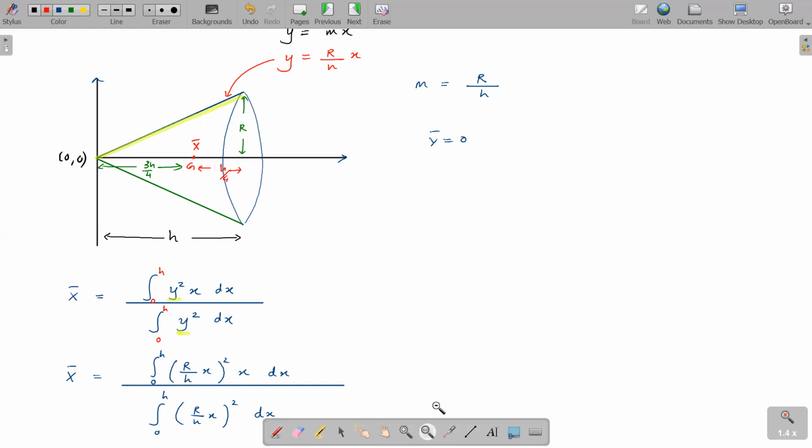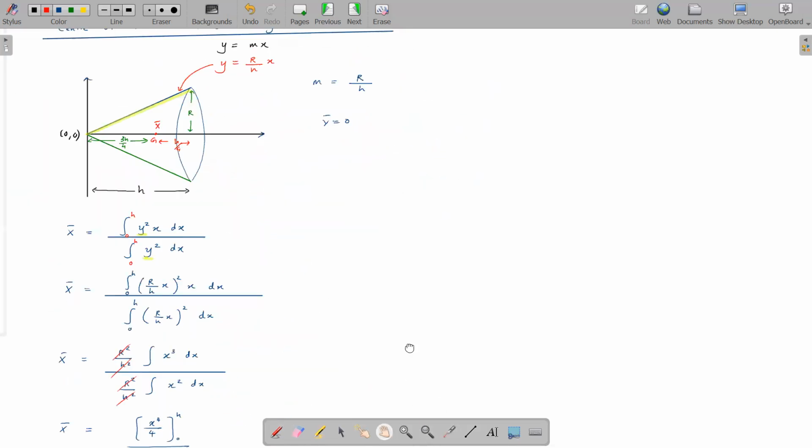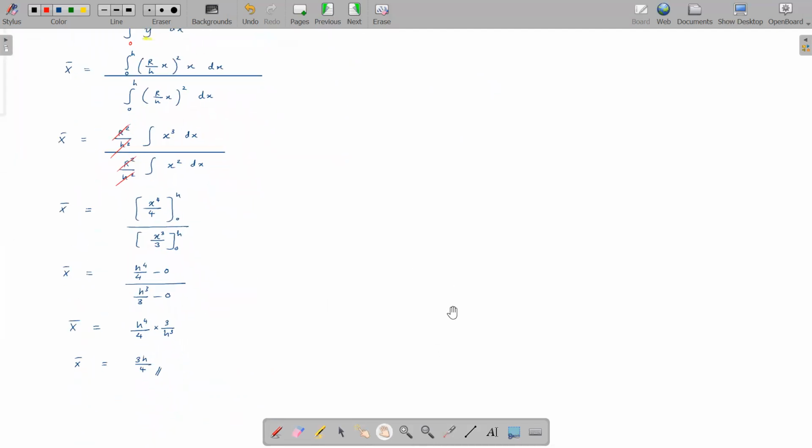Right, guys? So this is really important. The result you must remember. Also, you must be able to derive and get the result as well. All right, guys.